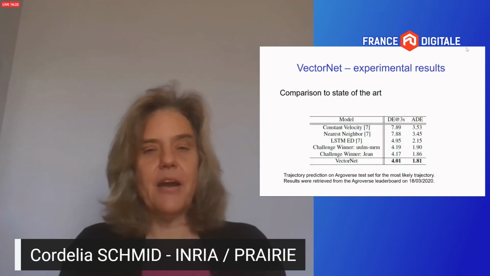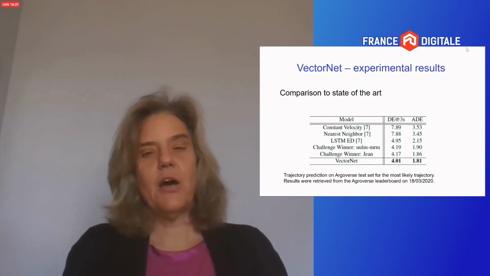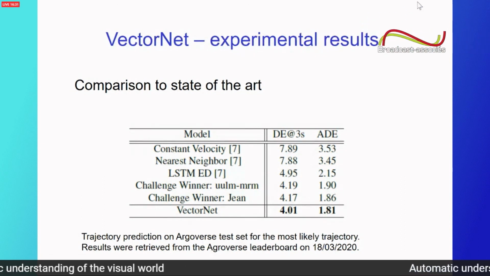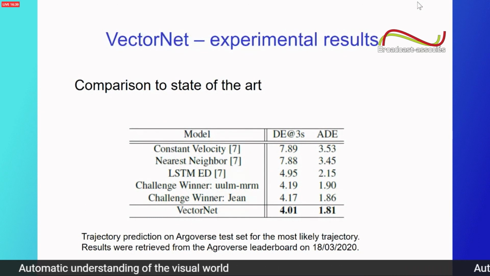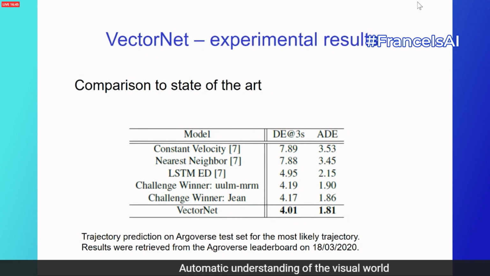If we compare our approach to the state of the art, we can see that VectorNet outperforms the state of the art on the Argoverse test set for self-driving cars and behavior prediction. And we can see that we measure two errors, the distance error of the trajectory at 3 seconds ahead and the average distance. In both cases, we outperform the state of the art.